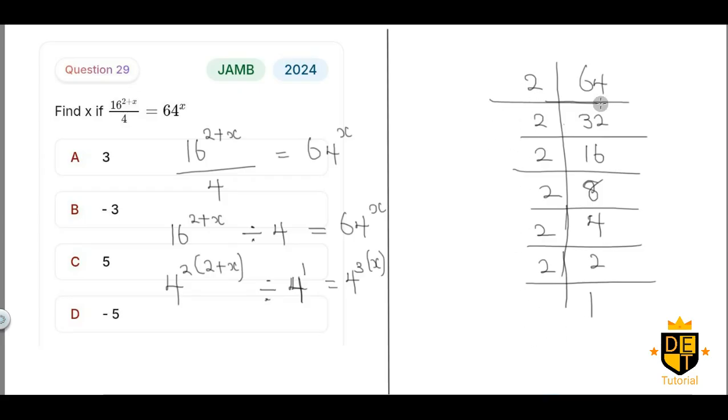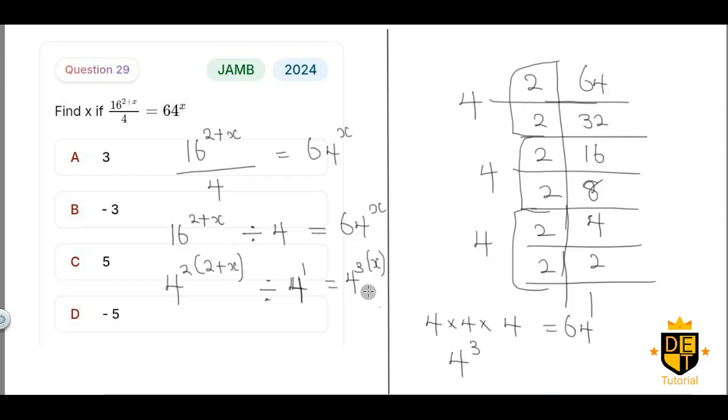Since I want to express 64 in index form with 4 as the base number, I will group the 2s in pairs. 2 times 2 is 4, so I have 4 here. 2 times 2 is 4, another 4 here. 2 times 2 is 4, another 4 here. So 4 times 4 times 4 is equal to 64, and that is the same thing as 4 raised to the power of 3. That's how we got 4 raised to the power of 3.